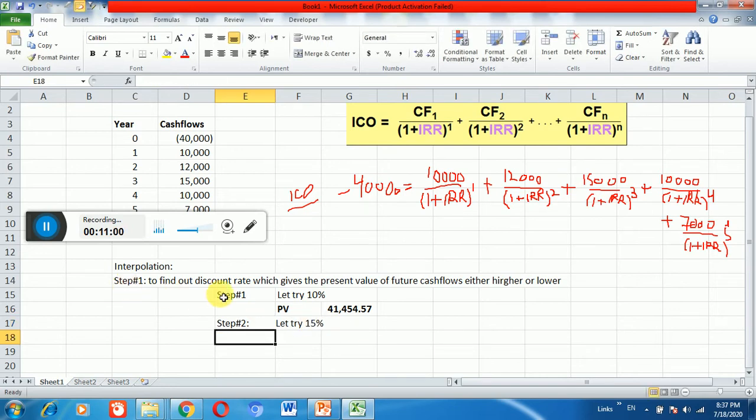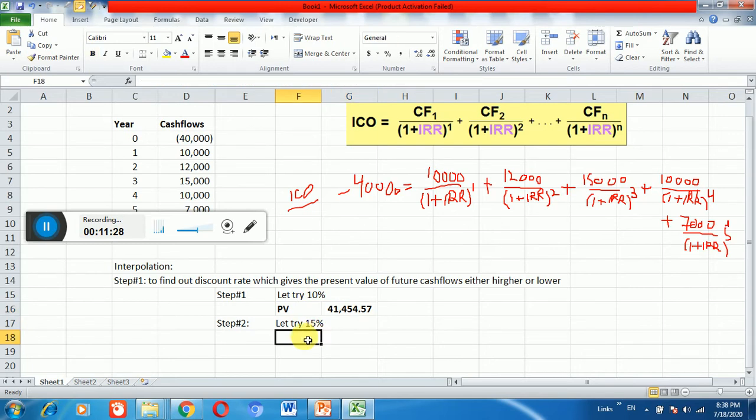Okay, so this is step number 2. In step number 1 we tried 10%, and in step number 2 you should try a discount rate which gives you a lower value. You should not decrease it from 10%. Why? Because it will give you an even higher value, but we need to get this value lower. So you have to try a higher discount rate, a higher percent.